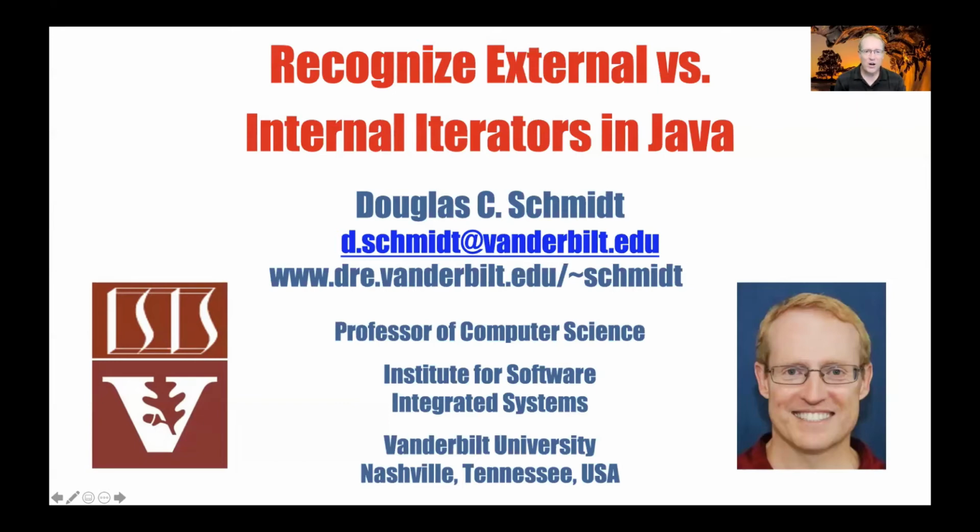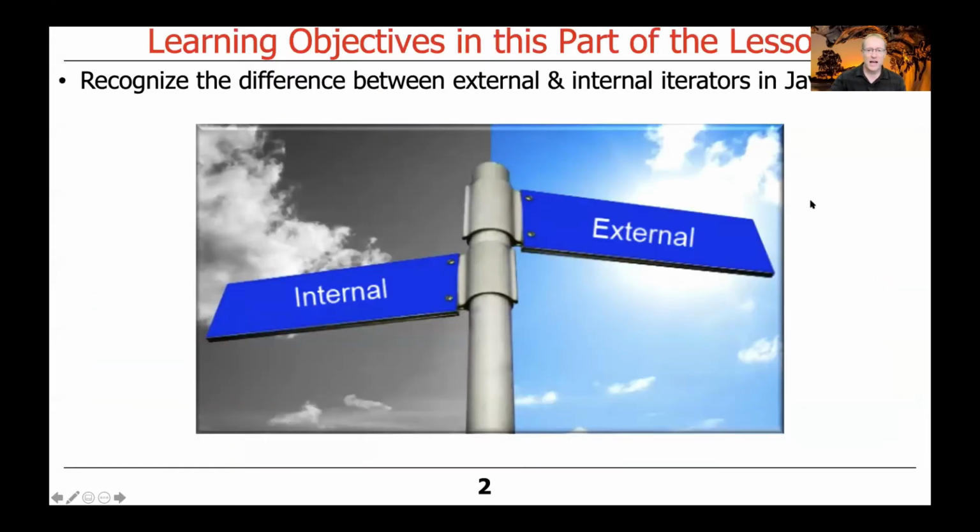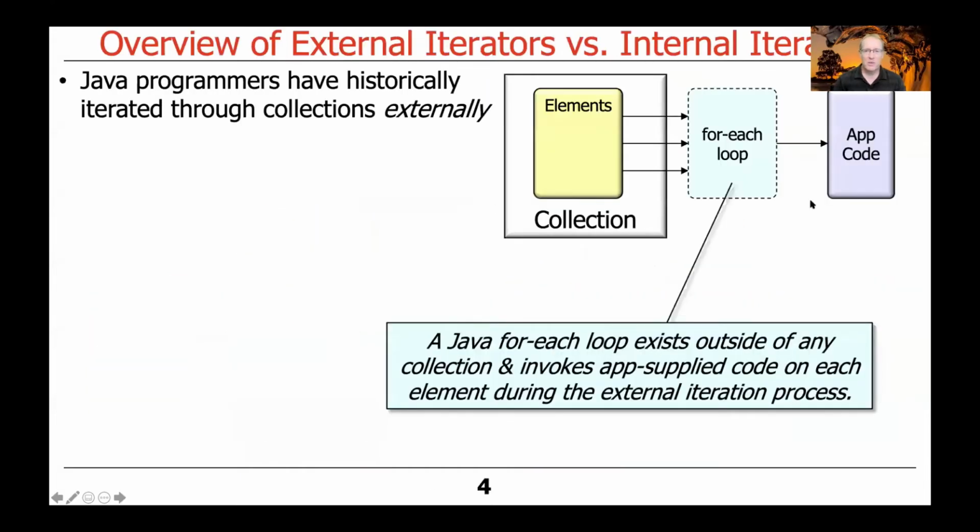So what we're going to do now to wrap up the overview of streams is talk a little bit about the differences between so-called external and internal iterators in Java. And you'll see that Java programmers historically have iterated through collections, arrays, or various kinds of collections in the Java collections framework by using so-called external iteration.